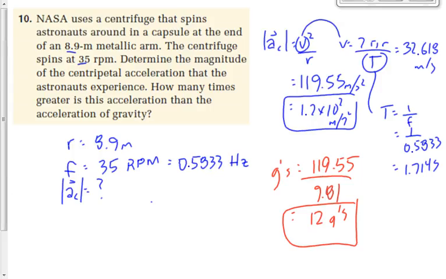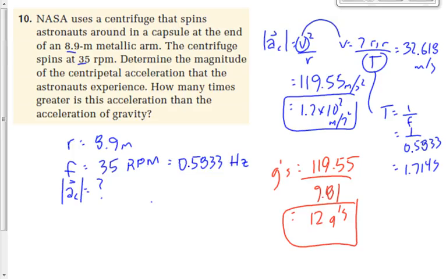Okay, 12 g's. That means if you weigh 150 pounds, that's about what I weigh, then you would feel like you weighed 1,800 pounds. Okay, that's hard on the body. And you're not likely going to stay conscious through that. If you sustain that acceleration, then you might not even stay alive, let alone conscious. That would be an incredibly high number, even for fighter pilots or astronauts. Normally couldn't sustain that either. Okay, got it? Make sense?